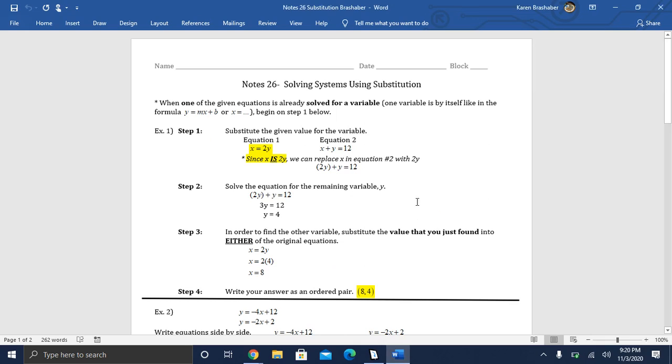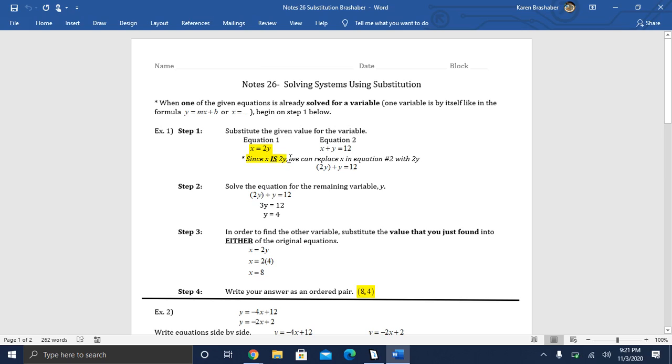But there is another way that we can solve these systems of equations, and that's what we're going to look at today. This method is called substitution, and it's nice to use when you have one variable that is either already by itself or is easy to get by itself. You'll see in this worked out example that I have x equaling 2y.